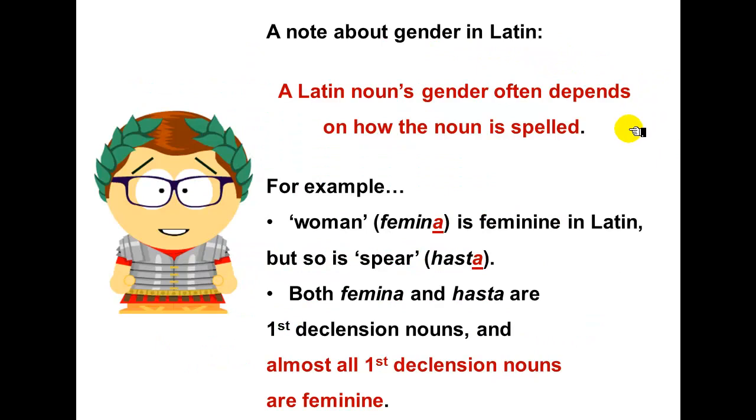One note about gender in Latin. A Latin noun's gender often depends on how the noun is spelled. The Latin word for woman, femina, is feminine in Latin, and we'd expect it to be feminine in English too. But the Latin word for spear is also feminine. Femina and hasta both end in this A, and as it turns out, both femina and hasta are first declension nouns, and almost all first declension nouns are feminine. And the reason why they're feminine is because they are first declension nouns, not necessarily because they have anything to do with something masculine or feminine.